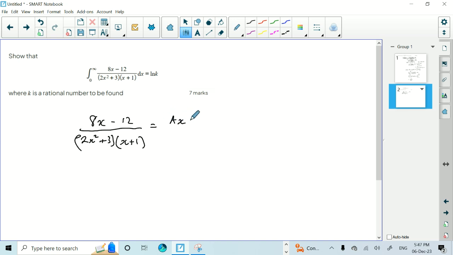We've got to do ax plus b, because we've got a square term in our first bracket, over 2x squared plus 3, and then plus c over x plus 1. So that's selecting the correct form of the partial fractions, and then you've got to find the value of the 3 constants.